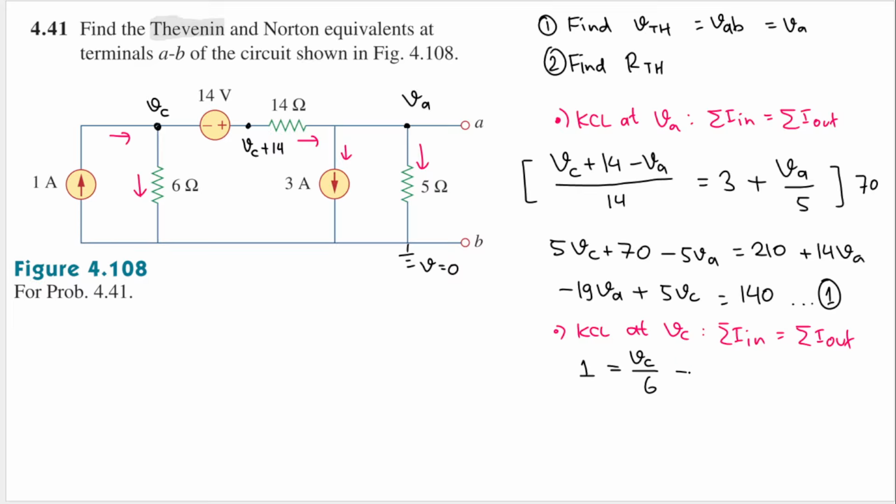And then plus this current that goes out. Remember, we cannot find it from this voltage source because there is no way we can get the current from it, but this is in series with this one, so we can do this. That will be VC plus 14 minus VA, and then divided by 14.